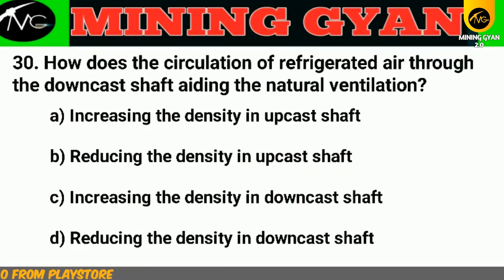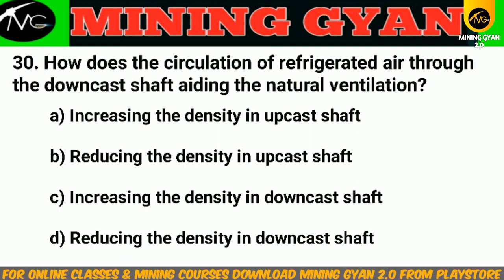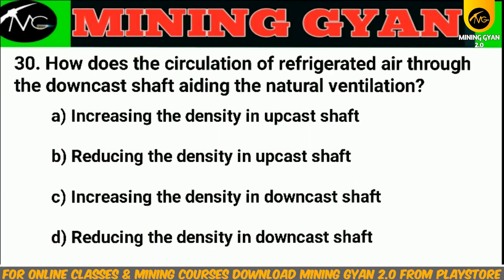Next question is, how does the circulation of refrigerated air through the downcast shaft add to the natural ventilation? A. Increasing the density in upcast shaft. B. Reducing the density in upcast shaft. C. Increasing the density in downcast shaft. D. Reducing the density in downcast shaft. Right option is C. Increasing the density in downcast shaft.